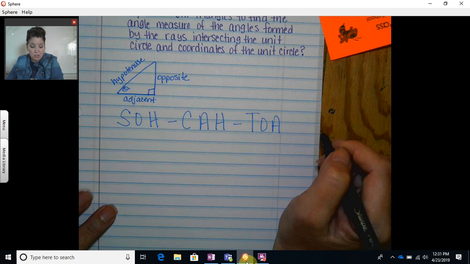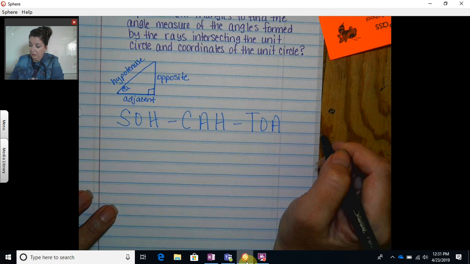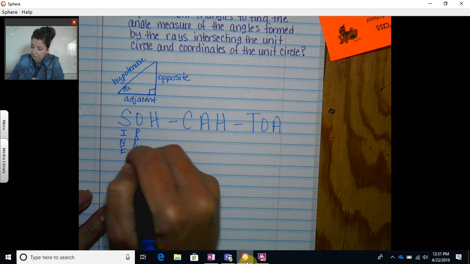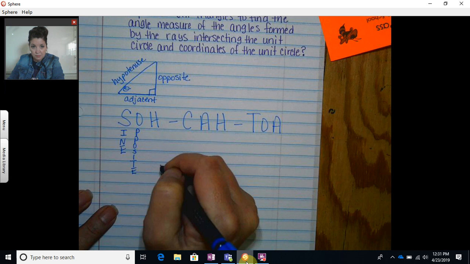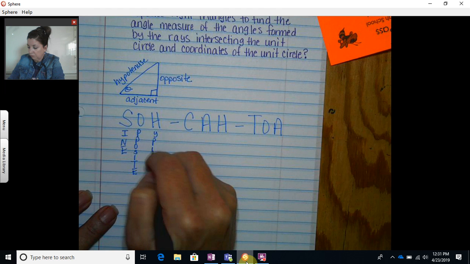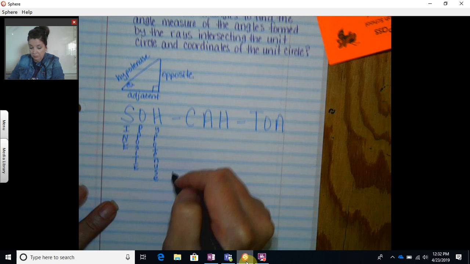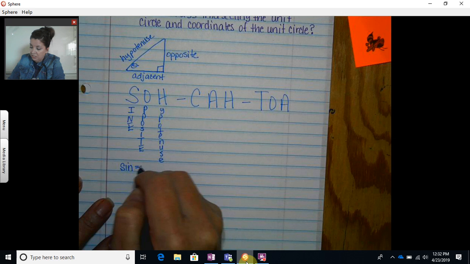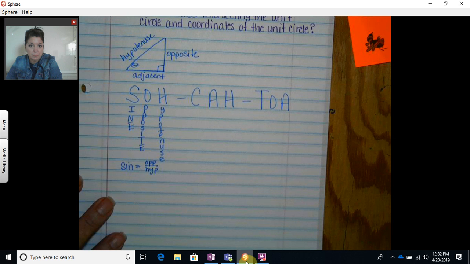So the SOH part tells you how to find the sine. The S stands for sine, S-I-N-E. The O is talking about the opposite side, and the H is referring to the hypotenuse. So basically, to find the sine, and the abbreviation is SIN, you take the length of the opposite side and put it over the length of the hypotenuse.